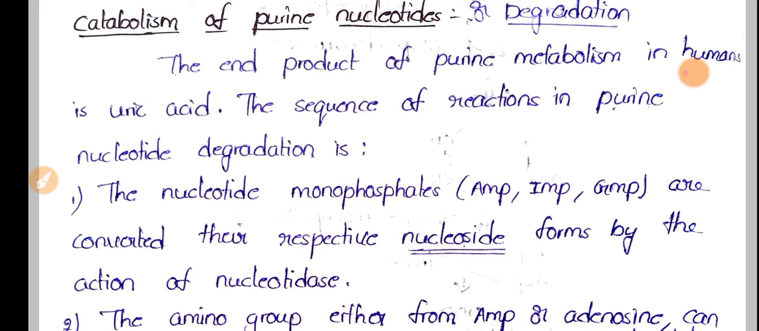Purine nucleotides means adenosine monophosphate, inosine monophosphate and guanosine monophosphate. Here inosine monophosphate is a precursor for AMP and GMP. These three will be converted by the action of the enzyme nucleotidases, which convert AMP, IMP and GMP into their respective nucleosides.